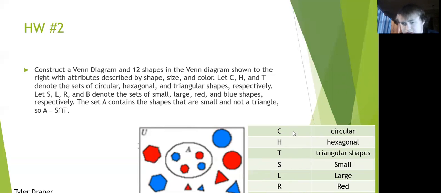So what I've done is I've created this little graph right here. I hope you can take a look at it with C, H, and T. They said they would be circular, hexagonal, and triangular. S, L, R would be small, large, and red. It's good to get those nice and organized. That way we can resort back to them in our next problem.